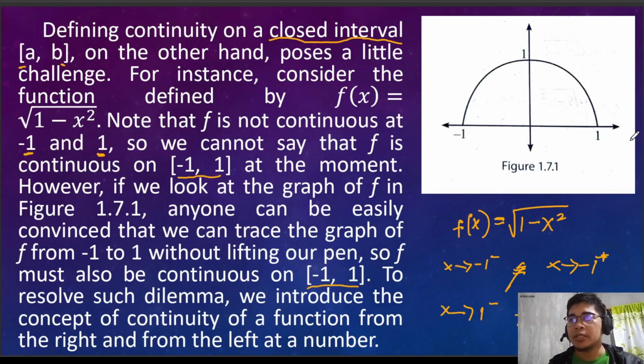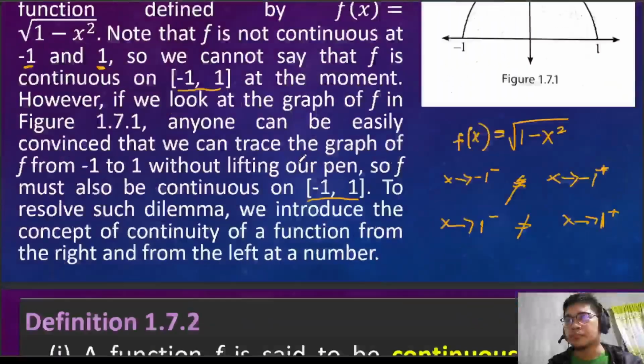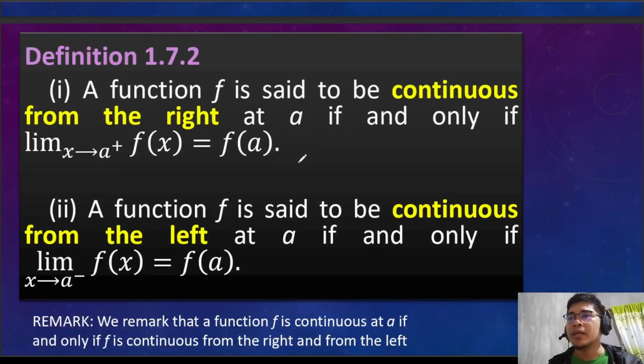So here, to resolve such dilemma, we introduce the concept of continuity of a function from the right and from the left of a number. So we have the second definition. A function f is said to be continuous from the right at a if and only if limit of f of x as x approaches a from the right is equal to f of a.